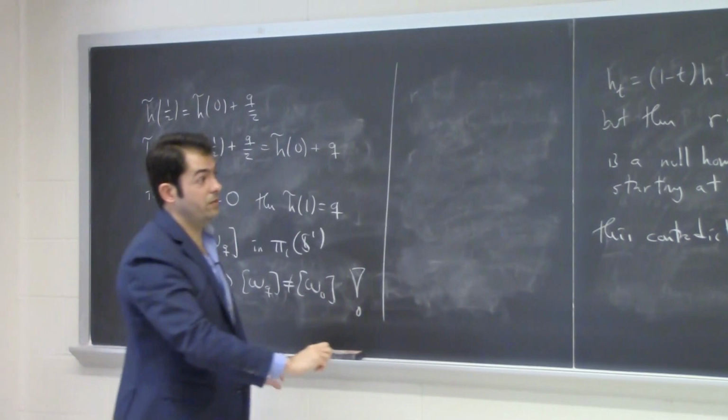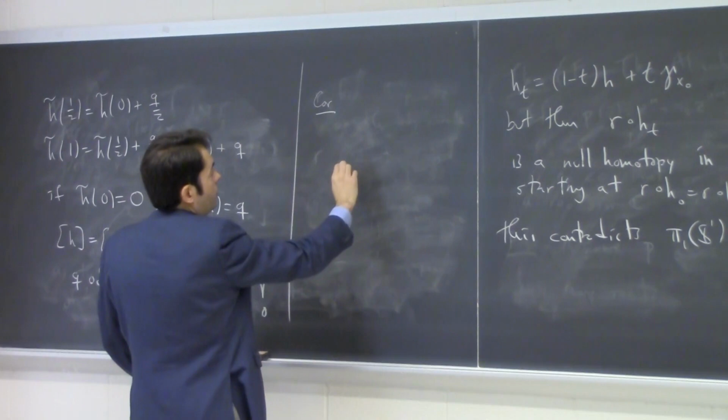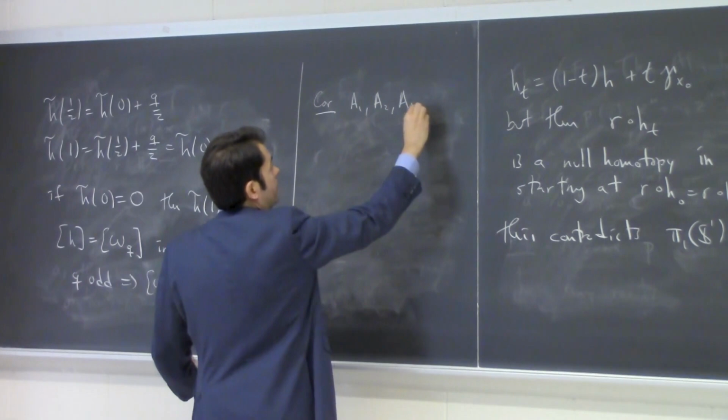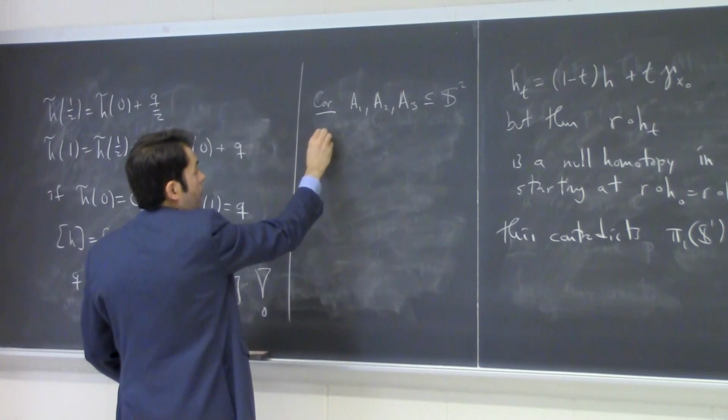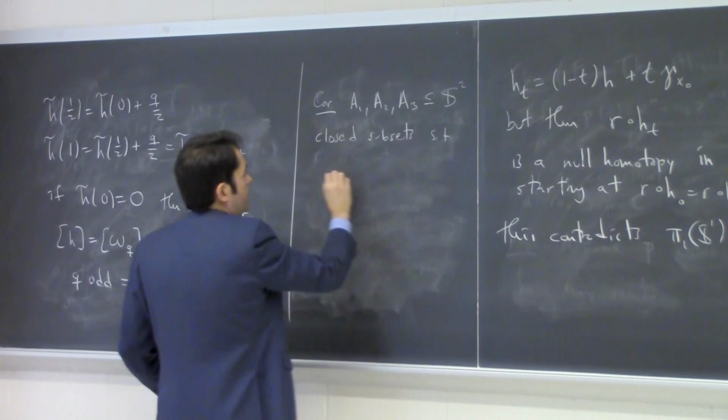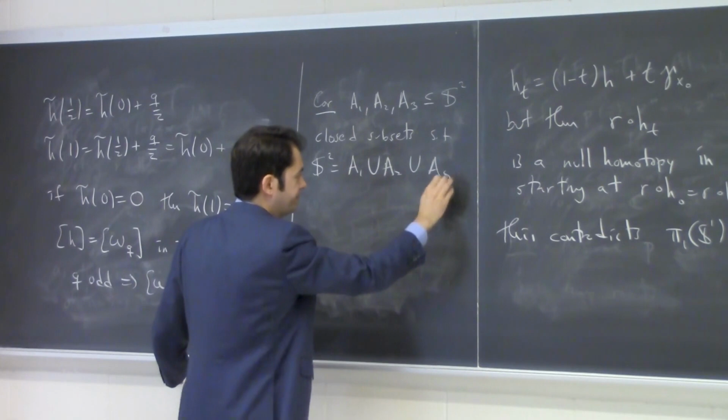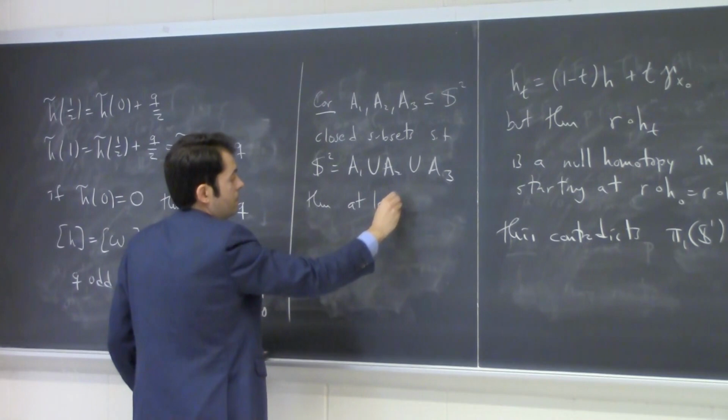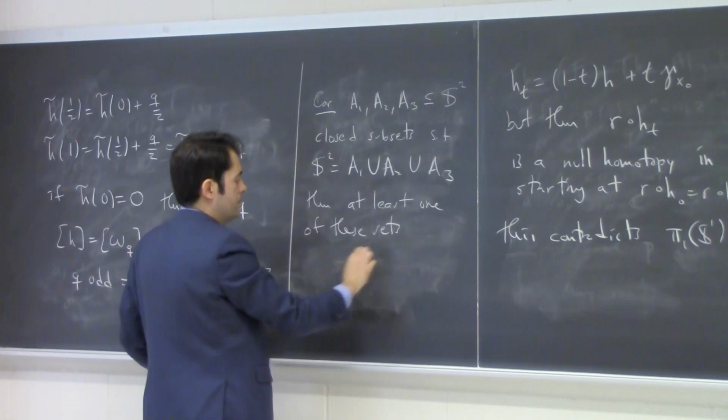Okay. Here's an easy consequence of Borsuk-Ulam. Let's say that you take A1, A2, A3 inside the sphere, and these are closed subsets such that the sphere is equal to A1 union A2 union A3. Then at least one of these sets contains an antipodal pair.